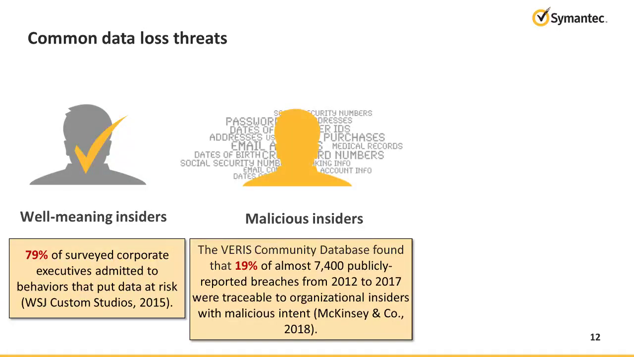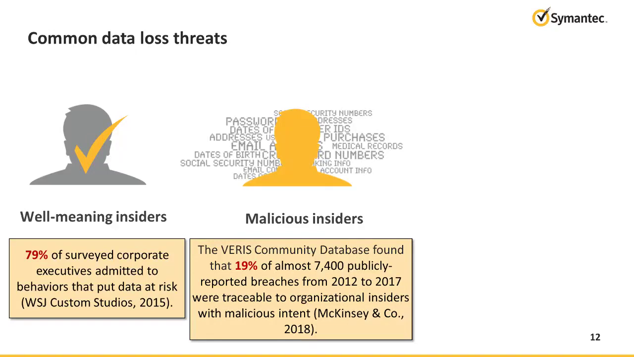Although well-meaning insiders still represent the majority of data loss risk, there are, unfortunately, employees who are motivated by the desire for personal gain or who bear a grudge and are willing to take advantage of their trusted position within their organization. McKinsey & Company in 2018 made a study of the Veris Community Database, which contains records of about 7,800 publicly reported breaches from 2012 to 2017. Of the 7,300 records they examined, they found that about 19% of the breaches were traceable to individuals within the organization who acted with malicious intent.